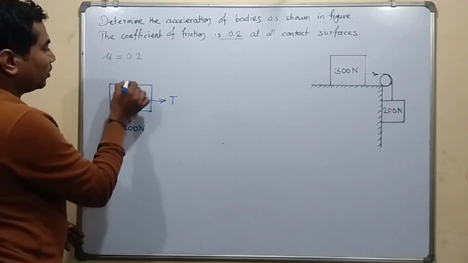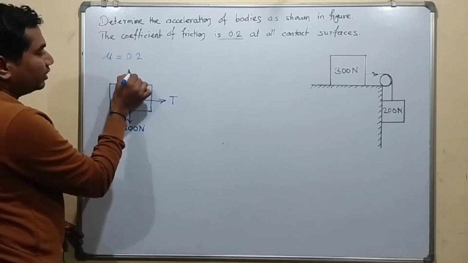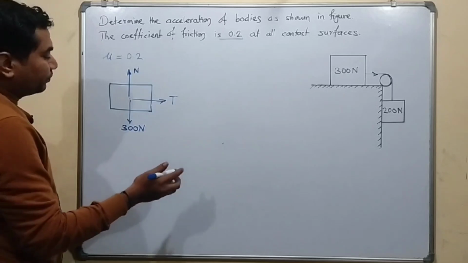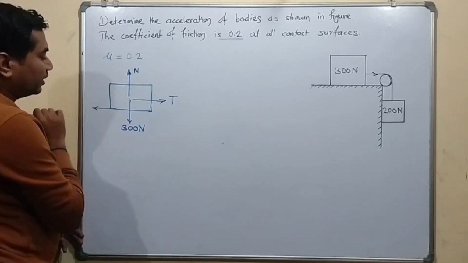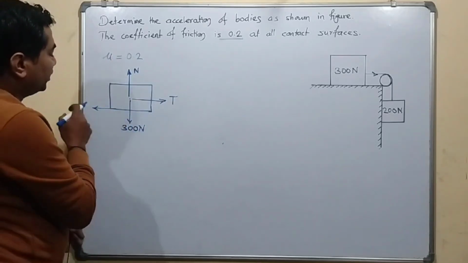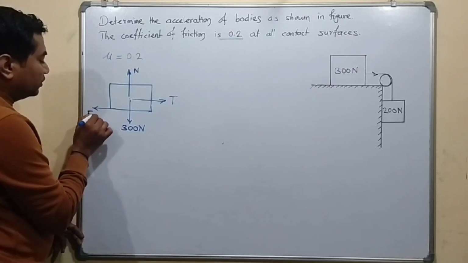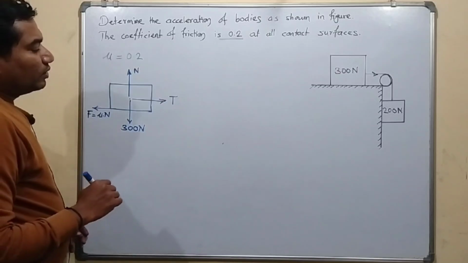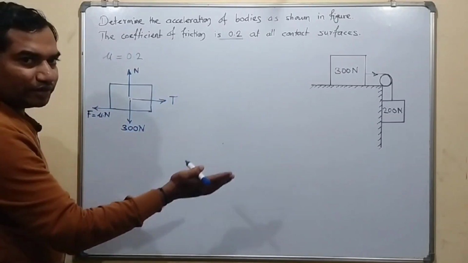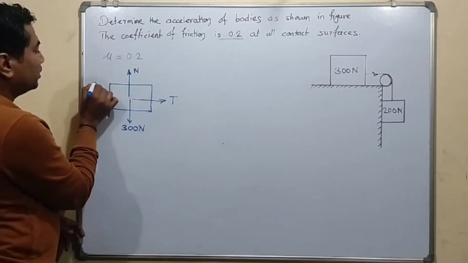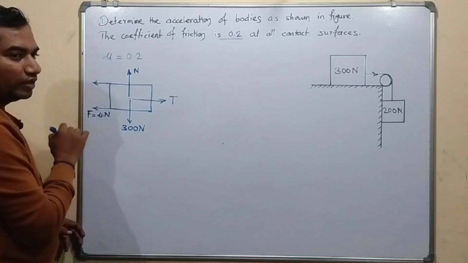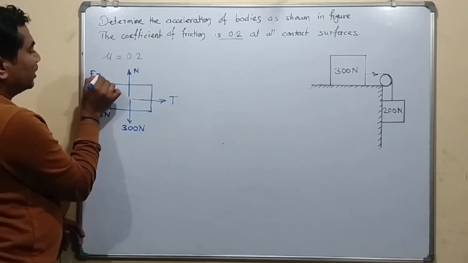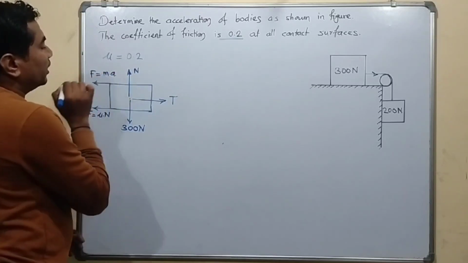Next, the normal reaction is always acting vertically upward. Now the motion of the block is towards the right, so the friction force will be acting in the opposite direction of the motion, that is towards the left. So F is equal to mu into N. Then this body is moving towards the right, so the inertia force is acting in the opposite direction of the motion, that is towards the left, and this force is given by m into A.